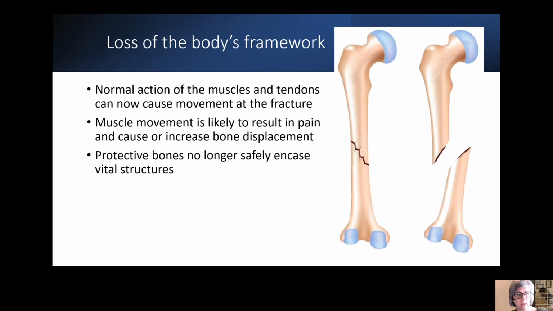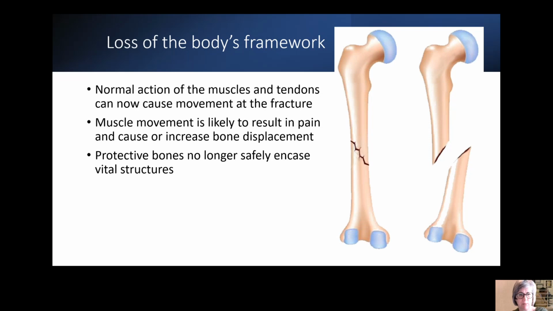Think also about the bones that frame and protect vital structures like the pelvic bones, the ribs, the skull. Their protective abilities are compromised now. Ribs need to be able to move to facilitate breathing. If your patient has several rib fractures, think about what can happen to the lungs with inadequate chest rise and fall. Think about skull fractures with the potential for CSF leak.